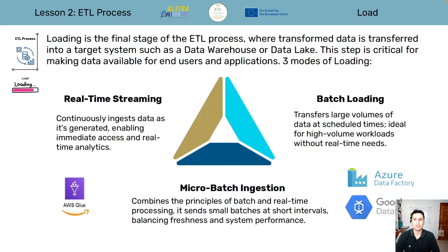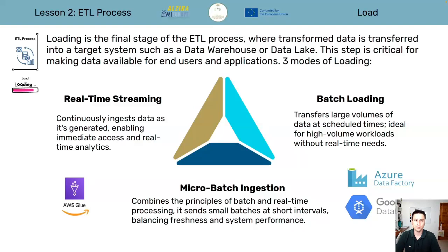So loading is the final stage of ETL. The L is from load, where we transfer that data that we have previously extracted and transformed. Here we are loading it to a data warehouse or a data lake where we have all of the information consolidated, structured, organized, and prepared to be analyzed.